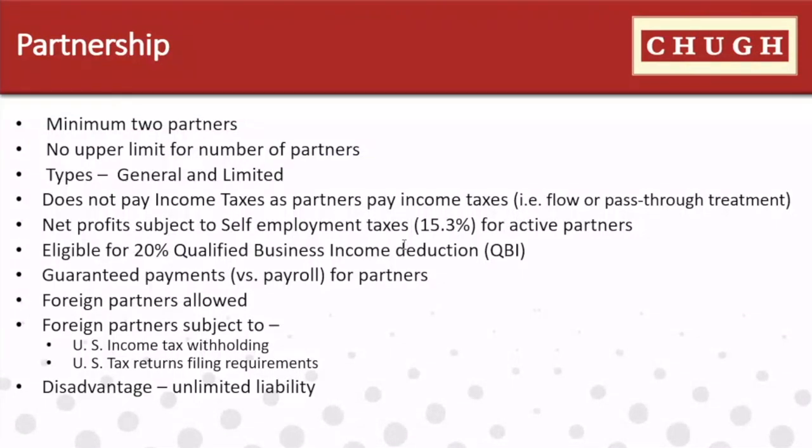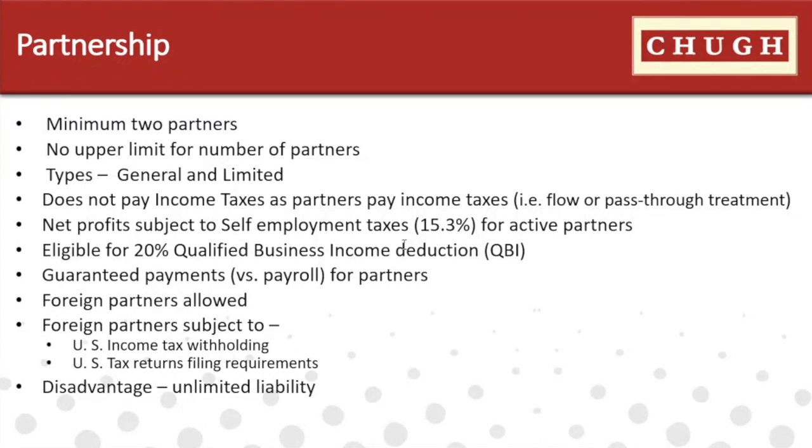There are two types of partnership. One is called general partners, and the other is called limited partners. In a general partnership, all partners are liable for any activity of the partnership, so there is unlimited liability for those general partners. If any legal action or lawsuit is filed against the partnership, then not only do the assets of the partnership get attached, but individual partners also become responsible for that.